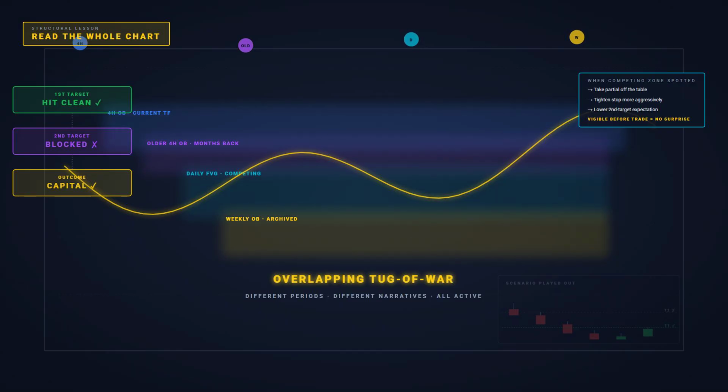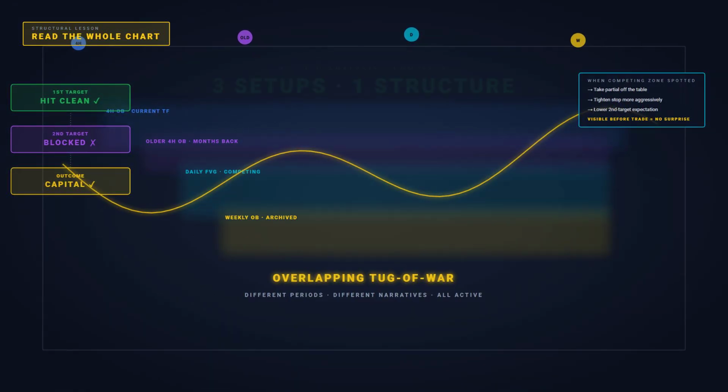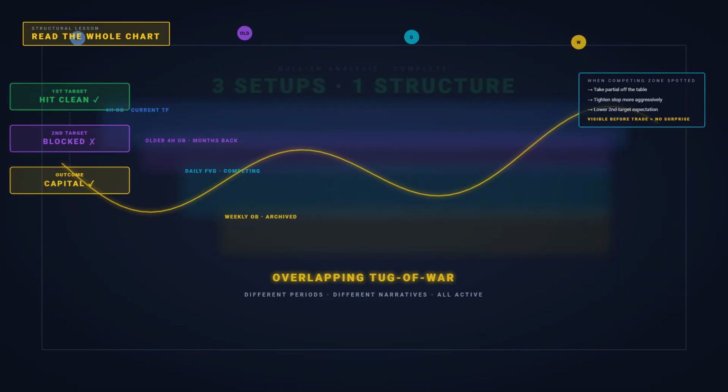The zone that stopped the move wasn't a surprise. It was visible on the chart before the trade was entered. Knowing it was there and accounting for it in the position management is the difference between being caught off guard and being prepared. Look at the full picture of what this instrument has shown us across this analysis.